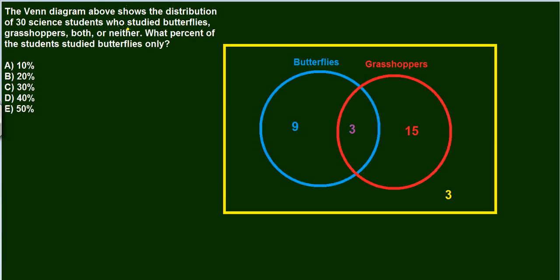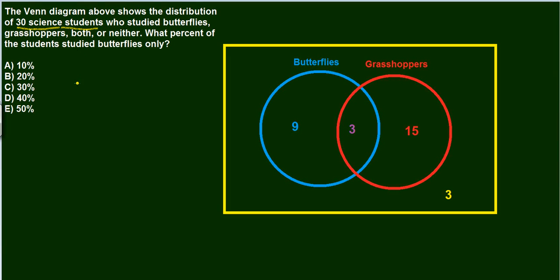This again is a word problem. Again, we're just going to break it down, figure out what it wants from us, figure out what information the question is giving us. Alright, the Venn diagram above, or I suppose to the right in this case, the Venn diagram to the right shows the distribution of 30 science students.